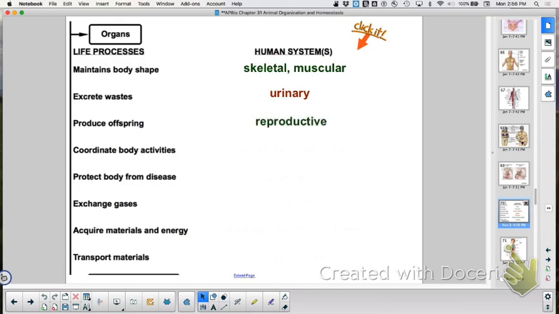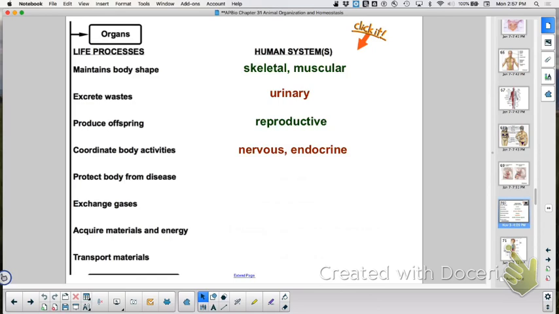All right. Coordinate body activities. What's primary? Nervous. Secondary? Endocrine. Okay. Nervous, endocrine. Which one's faster? Nervous. Which one has longer lasting impact? Longer lasting effects. Endocrine.